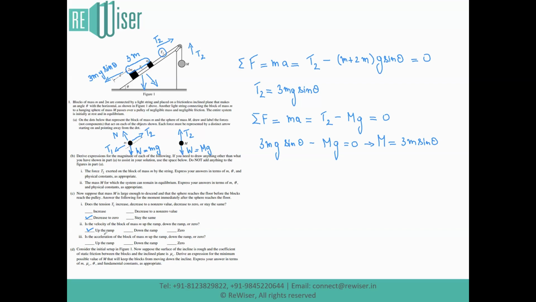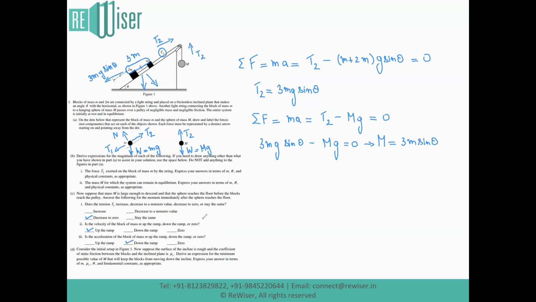Moving on, is the acceleration of the block of mass m up the ramp, down the ramp, or 0? We understand that the acceleration of the block is always down the ramp. In fact, it's a component of acceleration due to gravity, g sine theta.